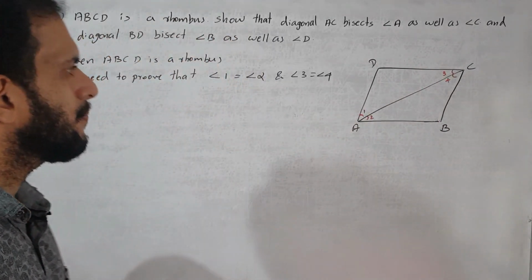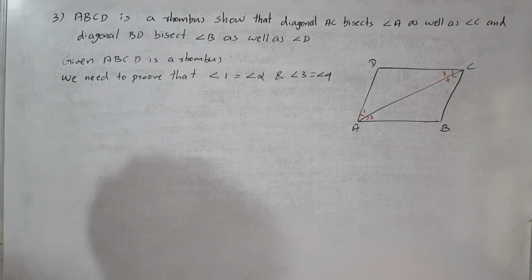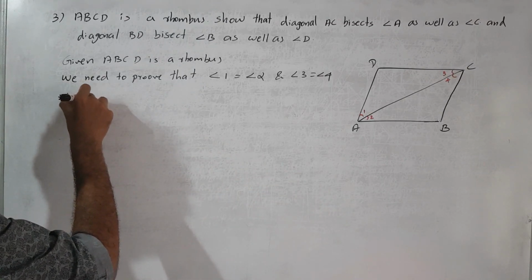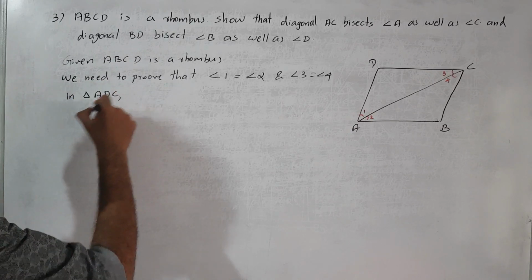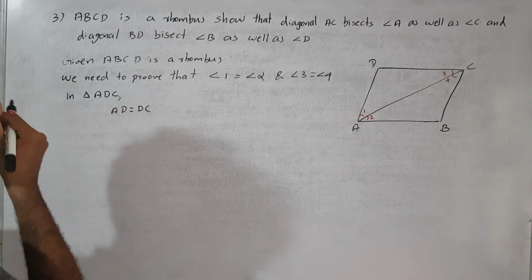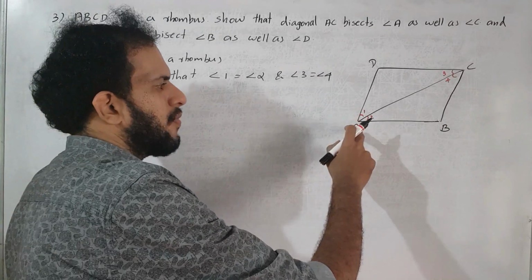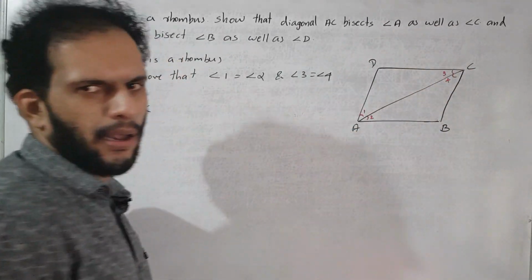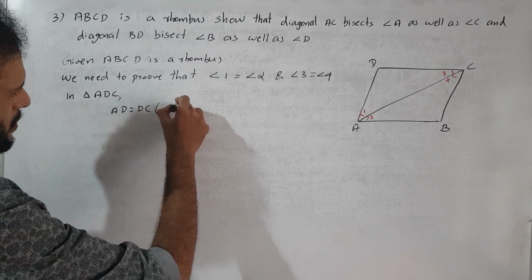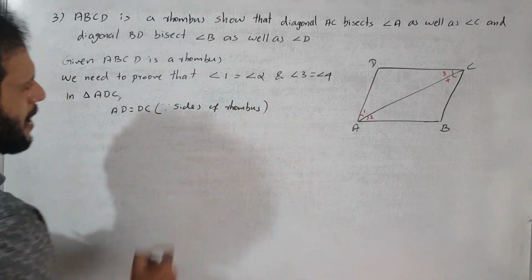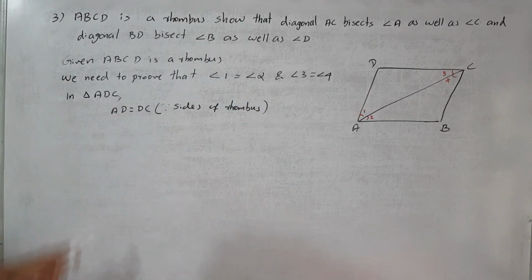Okay, so for that, first we consider triangle ADC. In triangle ADC it is very clear, AD is equal to DC. Why? Since it's a rhombus, we know that all sides are equal. Then AD and DC are equal. What is the reason? Since sides of a rhombus are equal. Okay, in triangle ADC, AD is equal to DC.